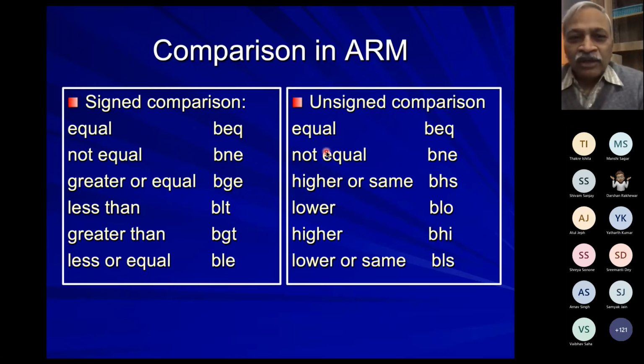You're doing this comparison by performing subtraction, so the meaning of overflow is different in the 2 cases. So for unsigned, there are different instructions. The counterpart of BGE is BHS, which stands for branch if higher or same. Similar meaning, but just to keep it different, a different name is given. Instead of less than, you call it branch if lower, greater than, branch if higher, and this is branch if lower or same.